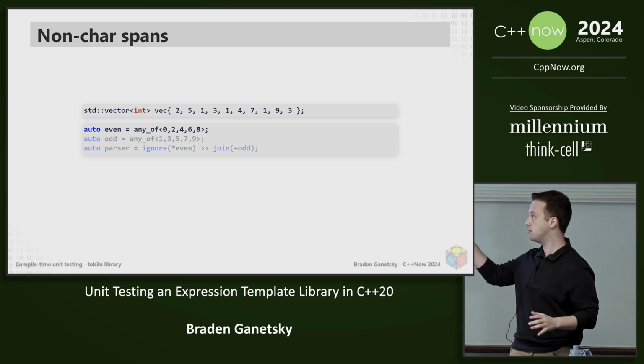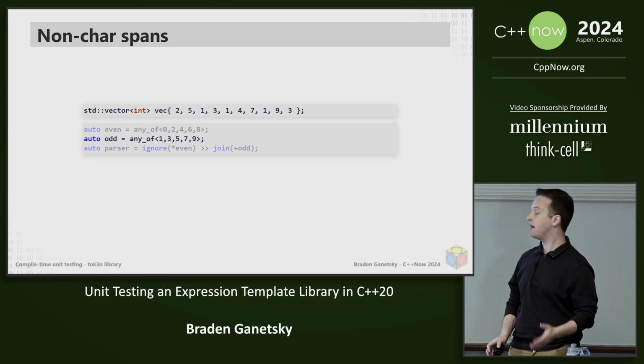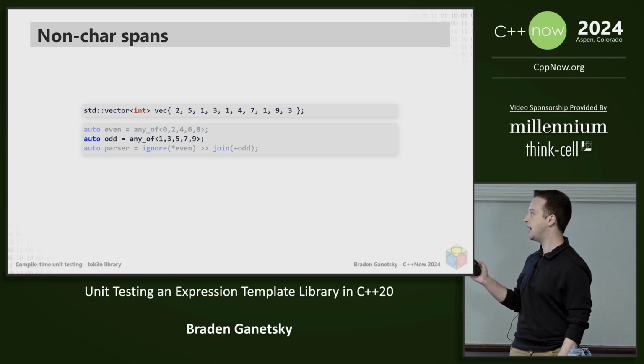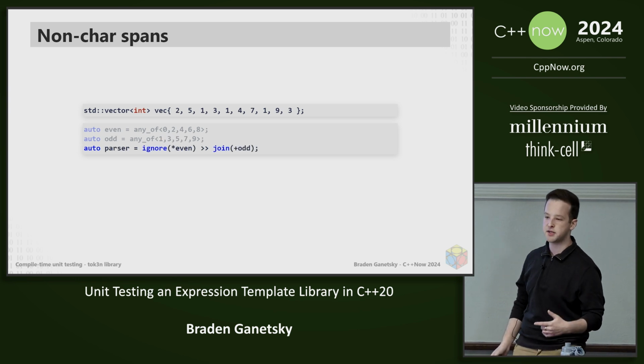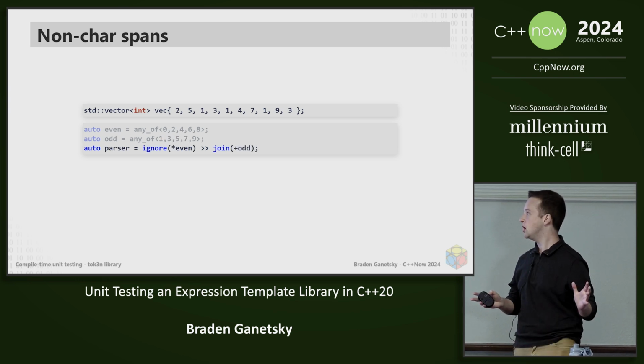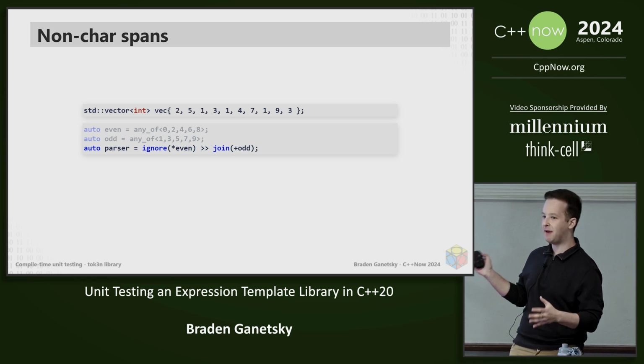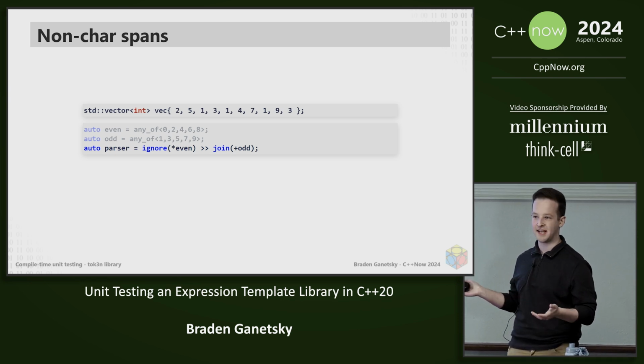These are not chars. These are actually ints. And then I have an odd parser which does the same thing. It looks for any of the ints 1, 3, 5, 7, 9. And then my total parser, I'm going to look ahead through all of the even numbers. I'm just going to ignore those. And then I'm going to find a span of as many odd numbers as I can possibly find.